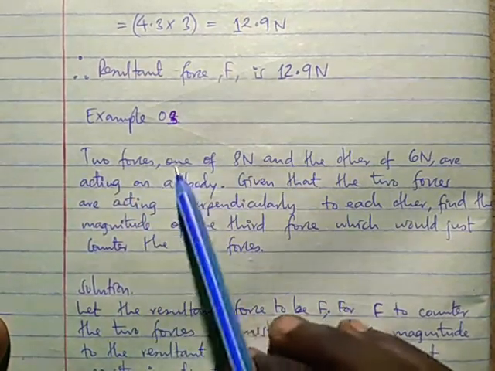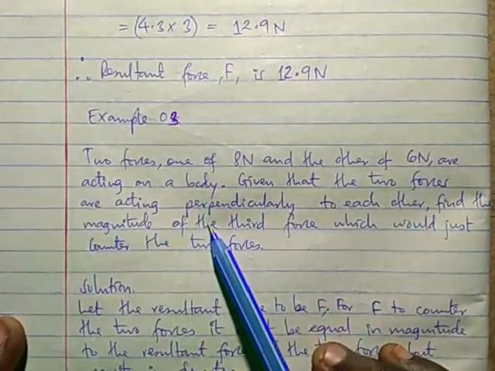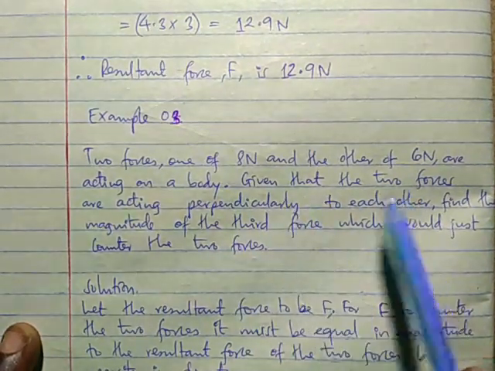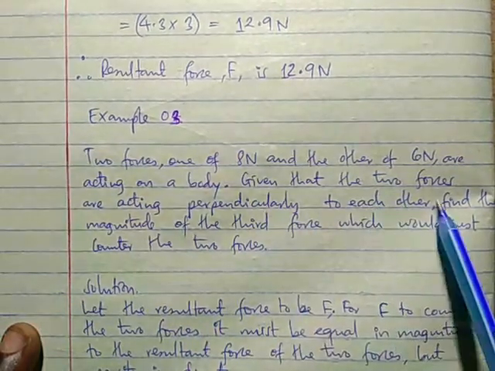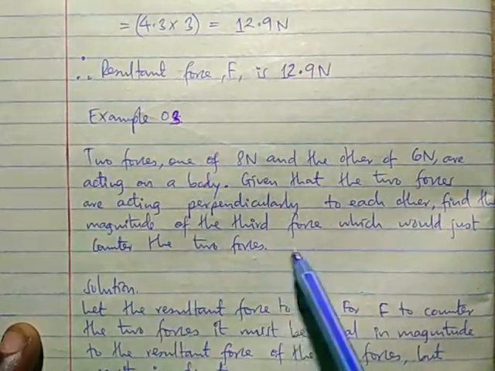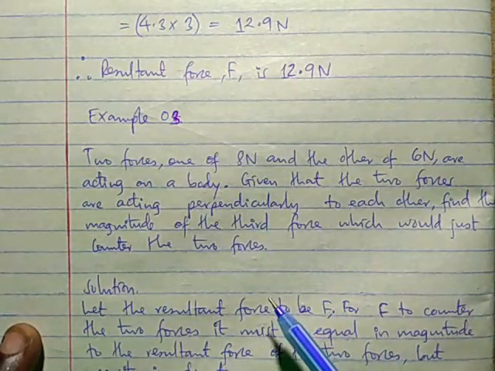Example 2 anasema two forces, one of 8 newton and other of 6 newton are acting on a body. Tuna two forces, 8 newton mwenye ya 6 newton acting on a body. Given that the two forces are acting perpendicular to each other, find the magnitude of the third force which would just counter the two forces. Magnitude of the third force which would just counter the two forces.